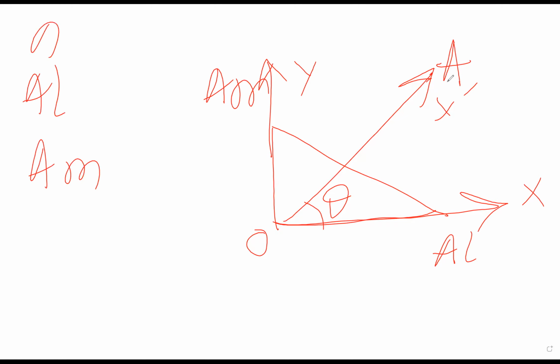What is the notation? See this. Area A is the area of the oblique plane. Then what is AL? AL means the area of the element perpendicular to the x-axis. Then AM is the area of the element perpendicular to the y-axis. So these are area A, AL, and AM. We are taking three areas. We have now three areas.